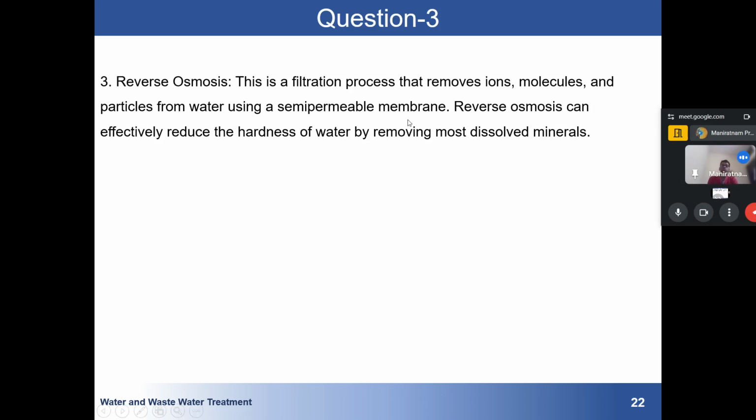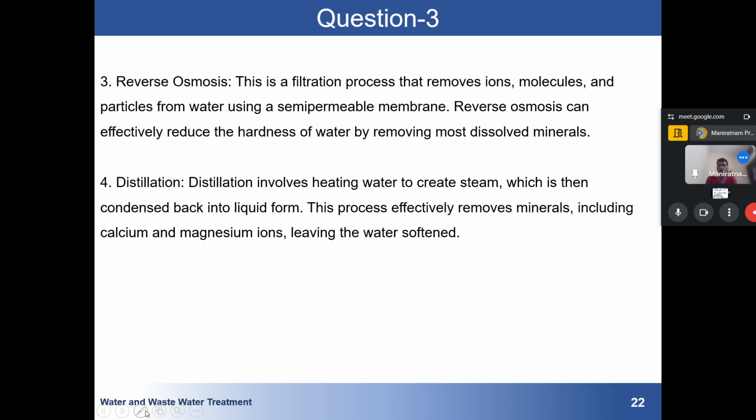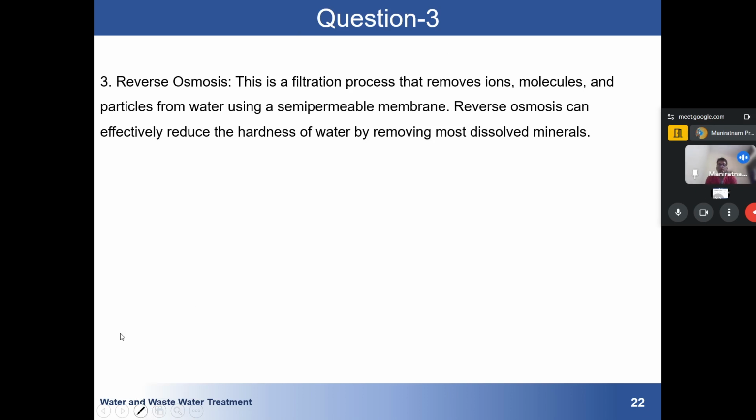Then the other is reverse osmosis. This is a filtration process that removes ions, molecules and particles from the water using a semi-permeable membrane. Reverse osmosis can effectively reduce the hardness. I think everyone has seen the apparatus for reverse osmosis. The setup is like this: there is one membrane here, hard water is added here, and some pressure is applied, due to which calcium, magnesium and multivalent ions get trapped here. You will get soft water at the end of the tank.